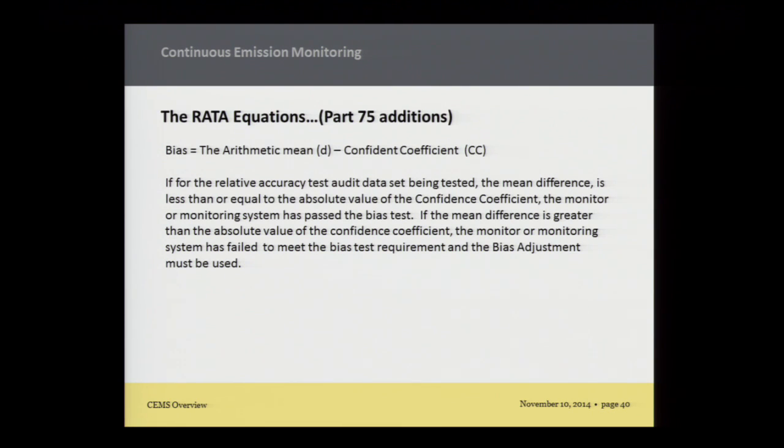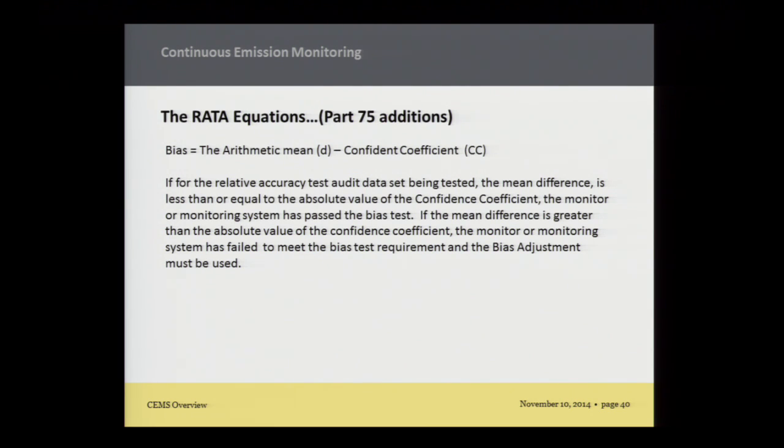So the bias is the mean minus the confidence coefficient. If the relative accuracy test audit data set being tested, the mean difference is less than or equal to the absolute value of the confidence coefficient, the monitor or monitoring system has passed the bias test. If the mean difference is greater than the absolute value, the monitor or monitoring equipment has failed the bias test, and you must make a bias adjustment to all of your data.